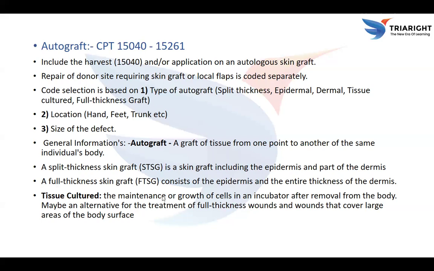Next is tissue culture autograft. What happens in the tissue culture autograft? The patient's skin cells are removed, grown in the laboratory in an incubator, and reapplied later. This is used for large and also for extensive full thickness wounds. So these are the components of skin replacement surgery.